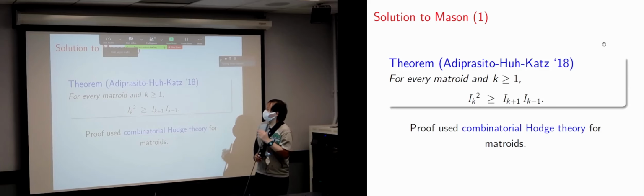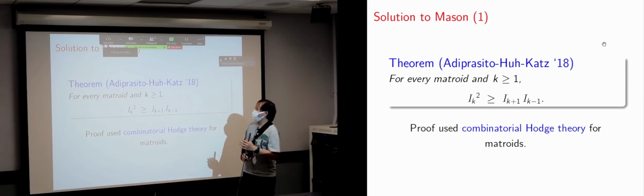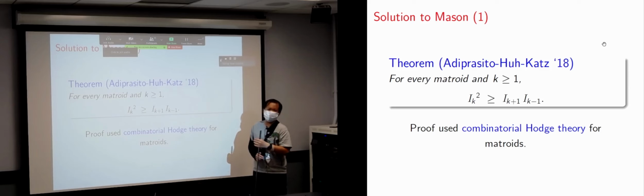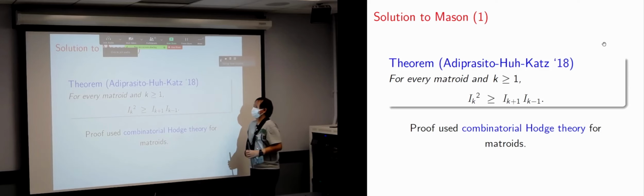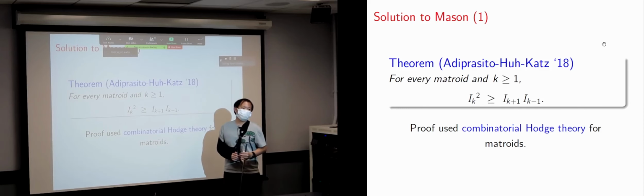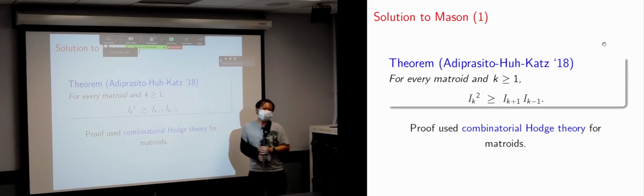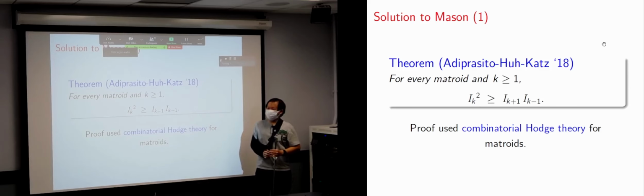And a big breakthrough for this conjecture was made by Huh and Katz in 2015. So 2018 here is the journal publication date. And they show that for every matroid, this sequence I_k is indeed log-concave. And this was done by using the combinatorial Hodge theory for matroids. So they take ideas from algebraic geometry and convert it, or maybe refine it, so that it can work for matroids.